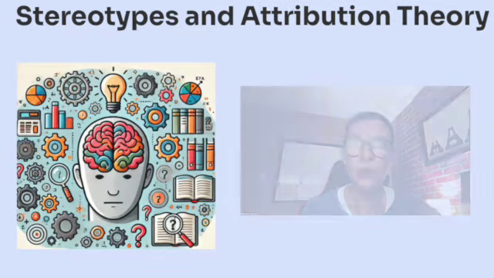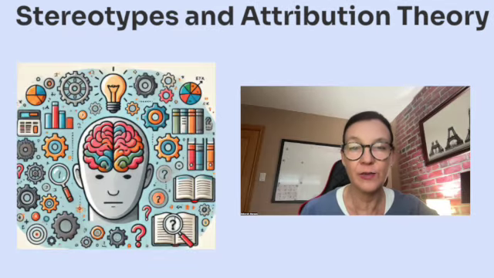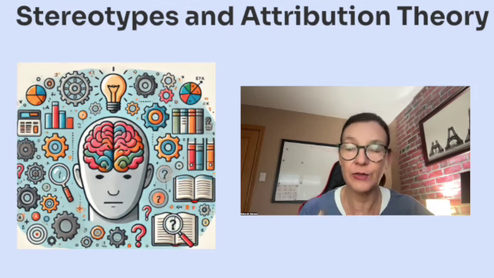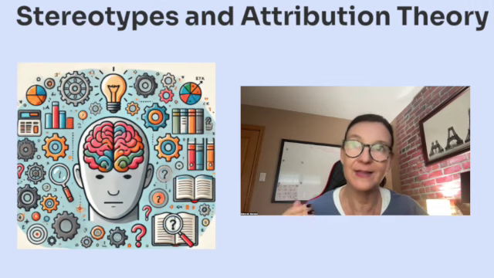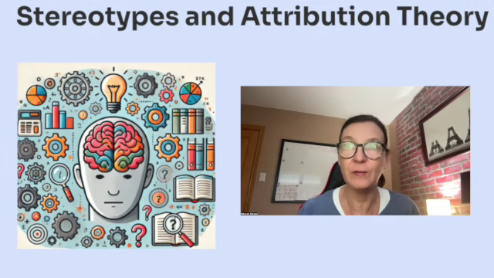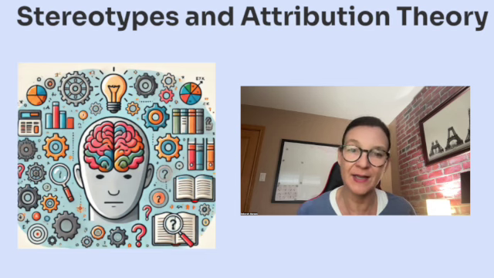Okay, now let's get going. We're going to talk about stereotypes and how they connect with attribution theory and how they shape how we perceive and explain behavior. Stereotypes simplify social information, but they can often lead to biases, judgments, and attributions.